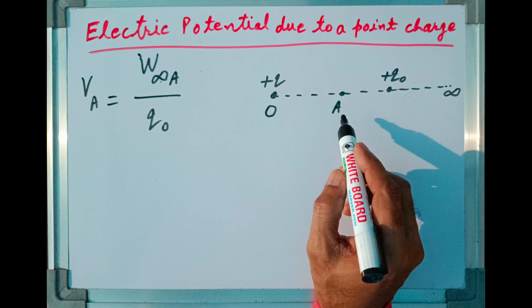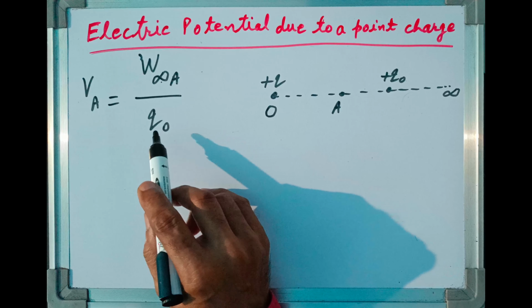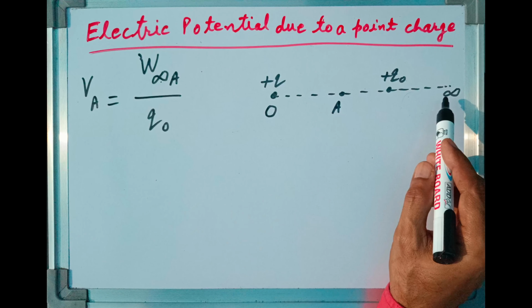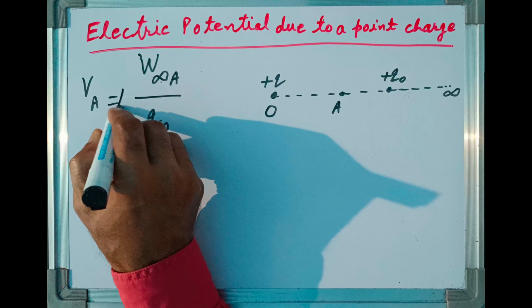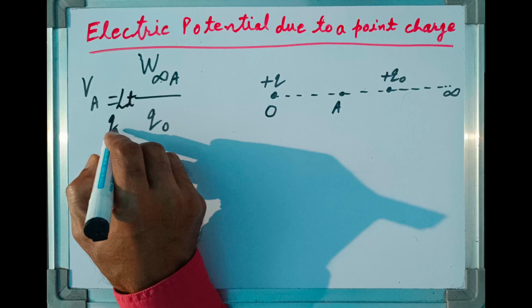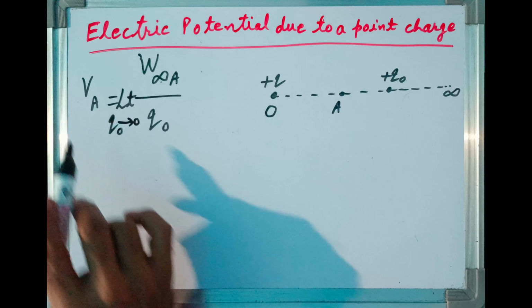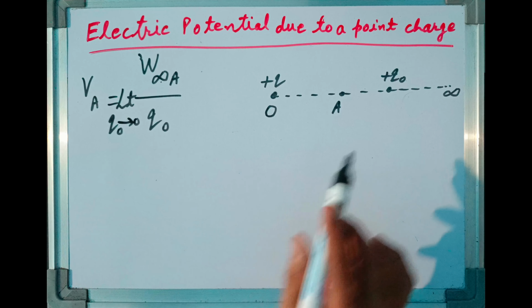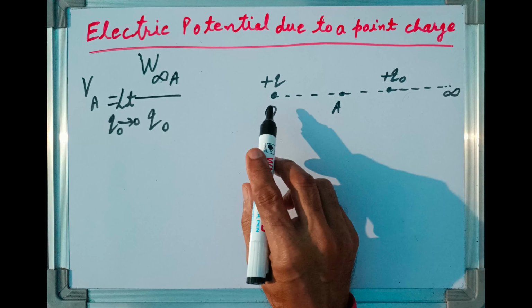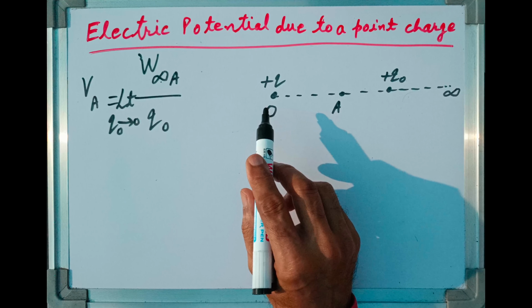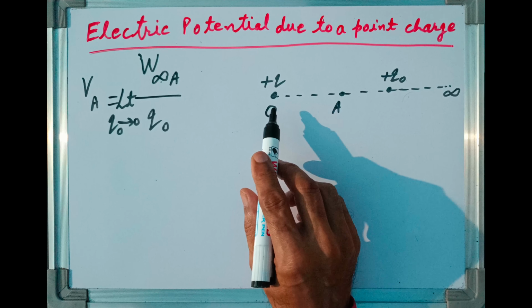So we can define electric potential as the amount of work done in moving a unit positive test charge from infinity to the point of observation. The condition is the value of this test charge must be very small, means the limiting value of this thing as Q0 tends to 0 is called electric potential. Q0 should be so small that its movement doesn't disturb the location of the point source charge. So this is the definition of electric potential due to a point source charge.